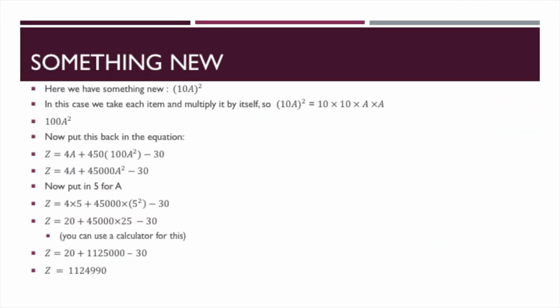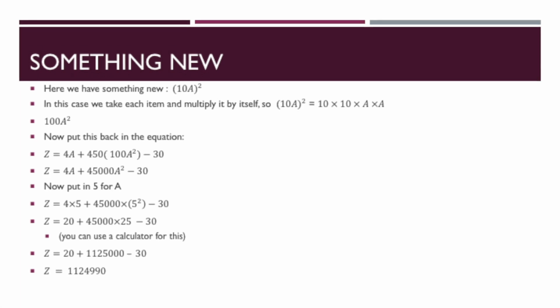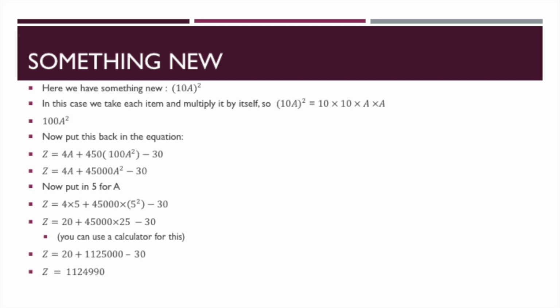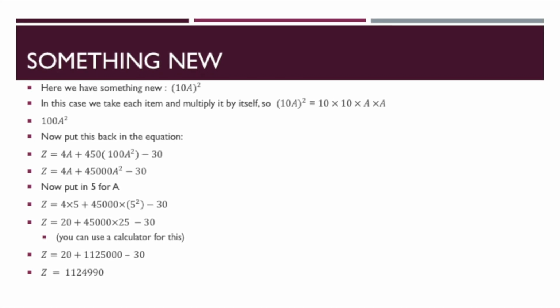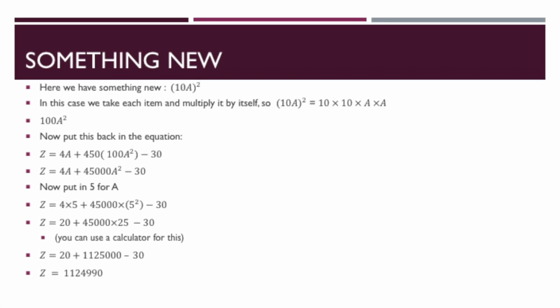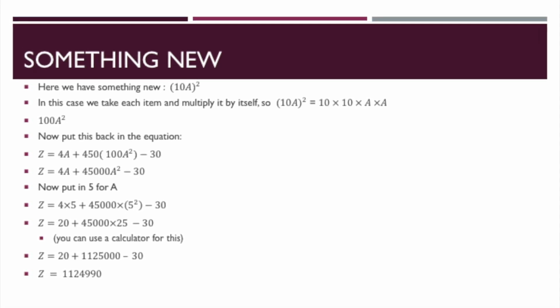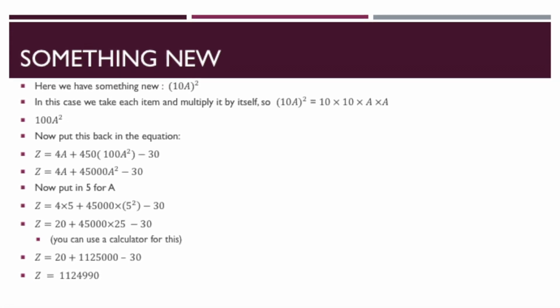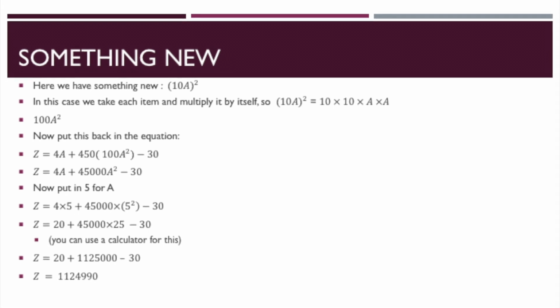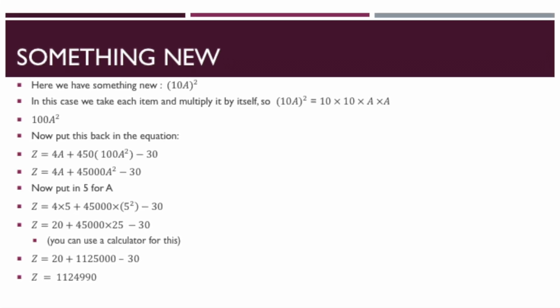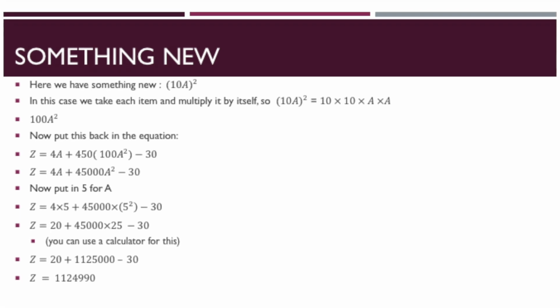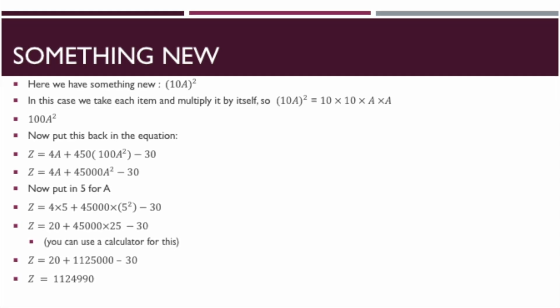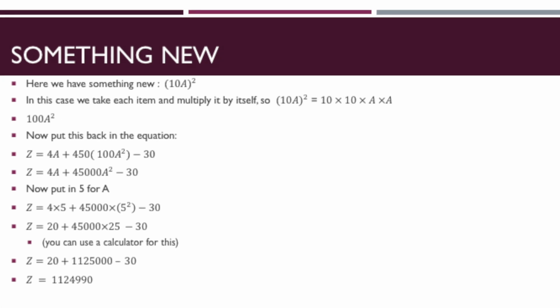Now, in this case, we have something we haven't seen before, this 10a in parentheses squared. And the way we handle this is we take each item and multiply it by itself. So we have 10 times 10 times a times a. So that gives us 100a squared. So we now put this back in the equation, z equals 4a plus 450 times 100a squared minus 30. Going to be pretty big numbers here because now we know that z equals 4a plus 45,000a squared minus 30.